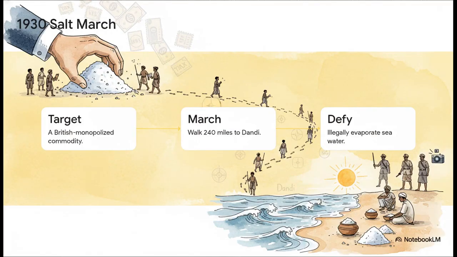Now, what's really interesting about this is the sheer strategic genius of the 1930 Salt March. Gandhi chose salt. It's a basic necessity that literally everyone used, but the British strictly monopolized it. By walking 240 miles to the coastal village of Dandi just to illegally evaporate seawater, he found a brilliant loophole for civil disobedience that was accessible to the absolute poorest citizen. Taking down an empire with a pinch of salt, it permanently delegitimized British rule on the world stage.